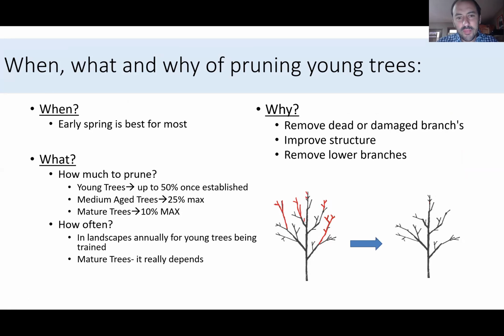So the final basics of pruning revolve around the what's, when's, and why. So when do we prune, what time of year, how much do we take off, and why might we want to be pruning?